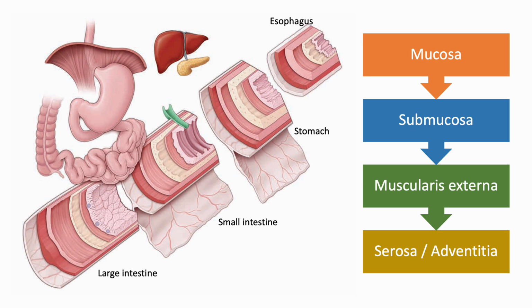The mucosa consists of a lining epithelium, an underlying connective tissue called lamina propria, and the muscularis mucosa composed of smooth muscle. The submucosa consists of dense irregular connective tissue. The muscularis externa consists in most parts of two layers of smooth muscle.